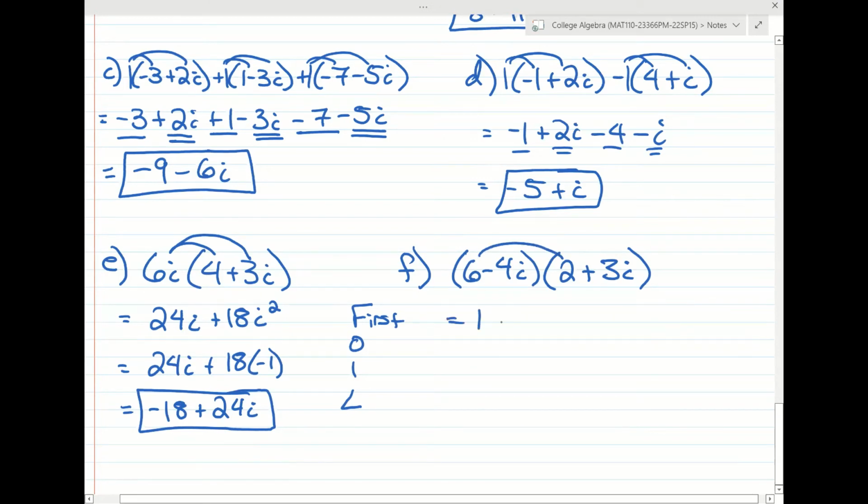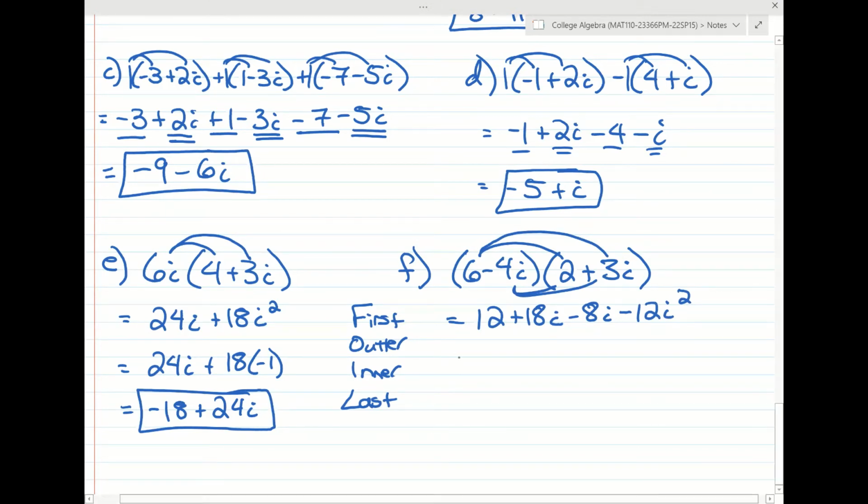6 times 2 is 12. We multiply the outer terms, which would be 6 times 3i is 18i. Then we multiply the inner terms, which would be negative 8i. And then we multiply the last terms, which would be negative 12i squared. Don't forget, whenever you do i times i, you have to add the exponents. It's just 12. 18i minus 8i is 10i. And negative 12 times negative 1 is positive 12, which gives us 24 plus 10i as our final answer.